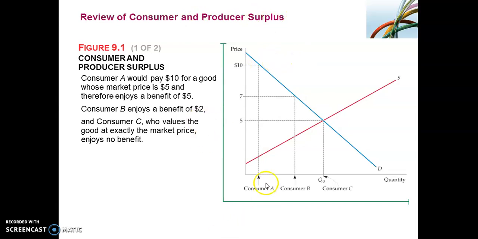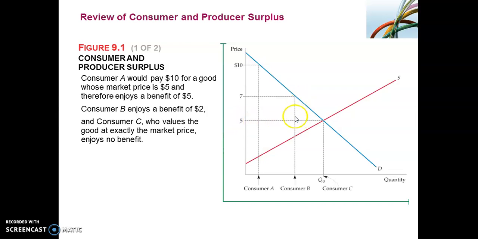consumer A, for instance, would be willing to pay $10 for a good. However, the market price is $5. So therefore, this consumer A is going to enjoy a benefit of $5, the difference between their willingness to pay versus what they actually pay. Then if we have a look at consumer B, willingness to pay for this quantity would be $7. However, this consumer only pays $5.